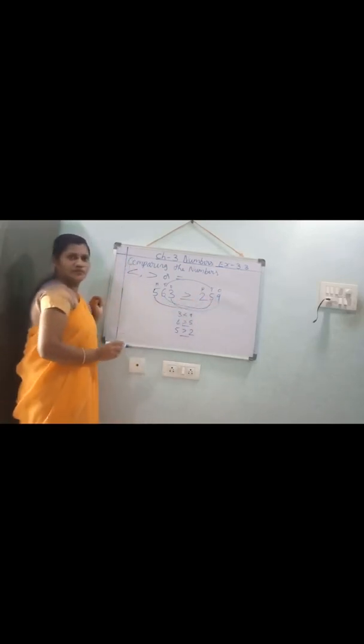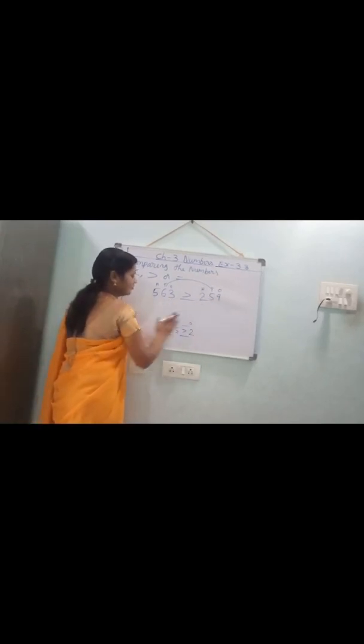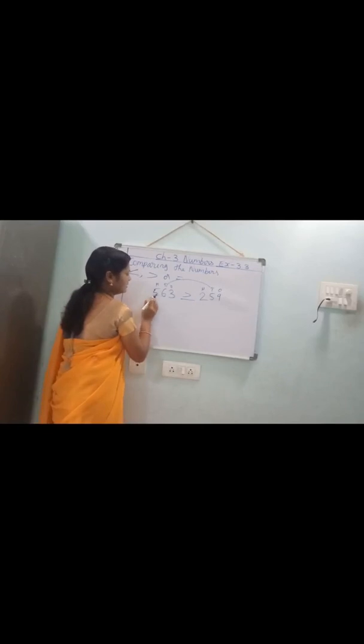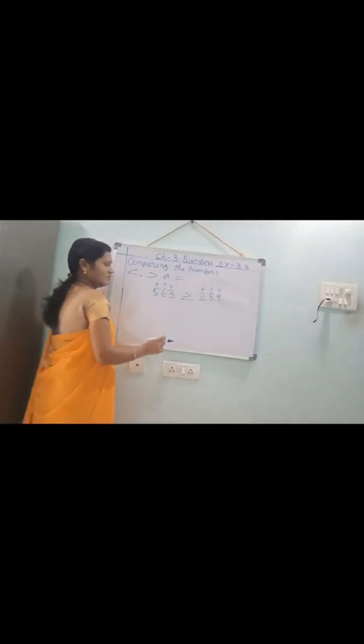Yes or no? Hundreds place. You should check the hundreds place first. If you check the hundreds place, which number is greater? 5 is greater than 2. That's why this number is greater than this number. Understood, children? What I am saying?